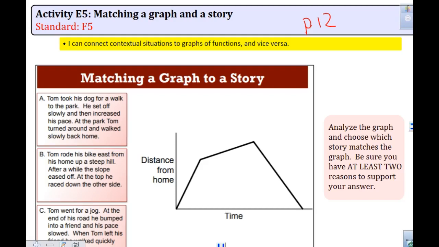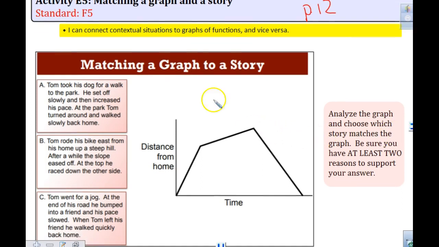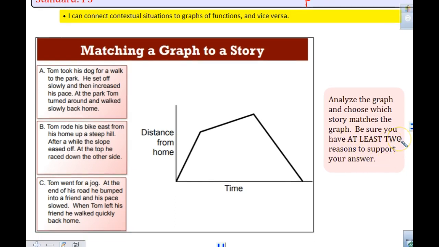As we begin today, we're going to be matching graphs to stories. So thinking about the situation, in this situation we are talking about time and distance. Which one of these makes no sense at all when you read through what Tom was doing in situation A, B, and C? Because what we were asked to do is look at the graph and choose which story matches. Be sure you have at least 2 reasons to support your answer. So this is what you're going to be doing as we go through our notes today.